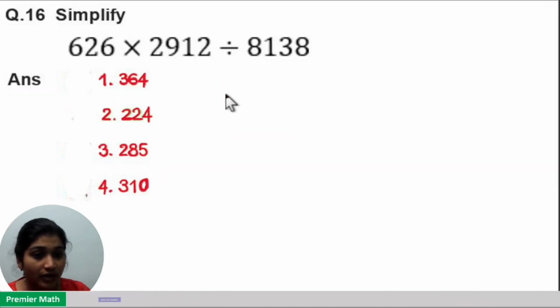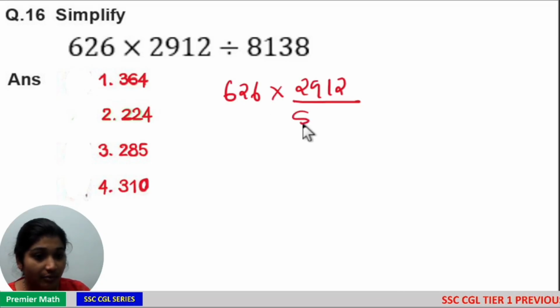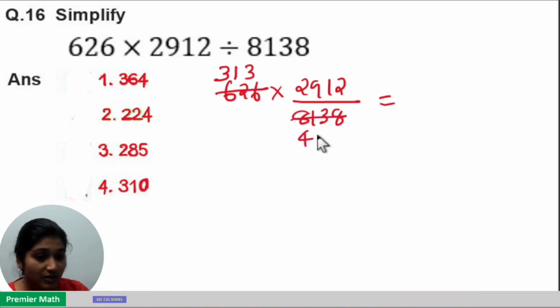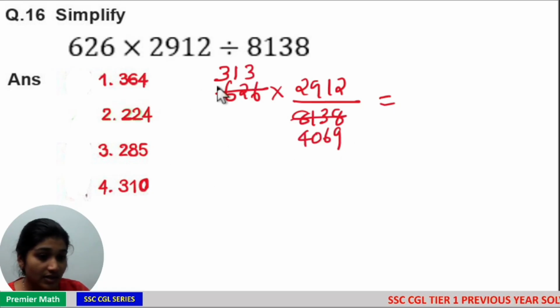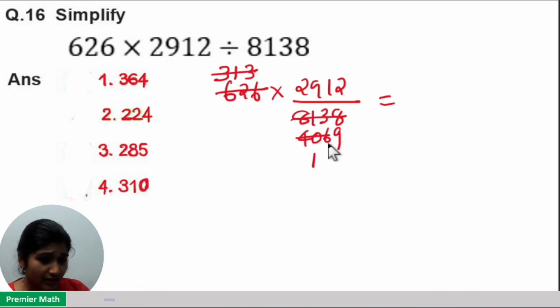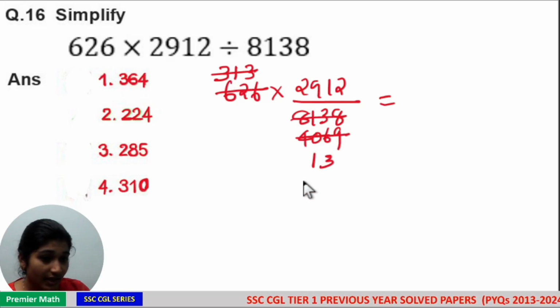Simplify the following. Here, 626 into 2912 divided by 8138 is equal to, if you divide it by 2, 2 goes 3 times in 6, 1 time in 2 and 3 times in 6. Here 2 goes 4 times in 8, 0 time in 1 and 6 times in 13 and 9 times in 18. Here 313 goes 1 time in 406. Remaining is equal to 413 minus 6, which is equal to 7. So 100 minus 7, 93. So 939. 313 goes 3 times in 939.